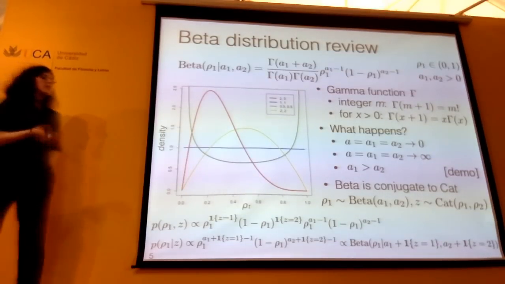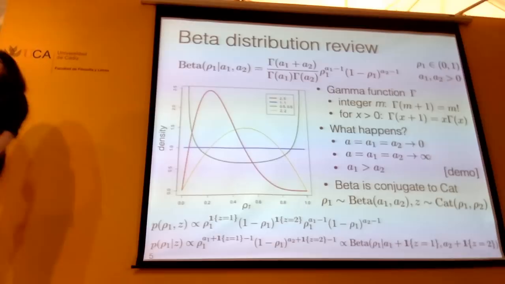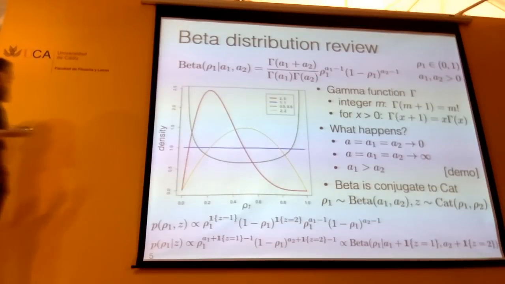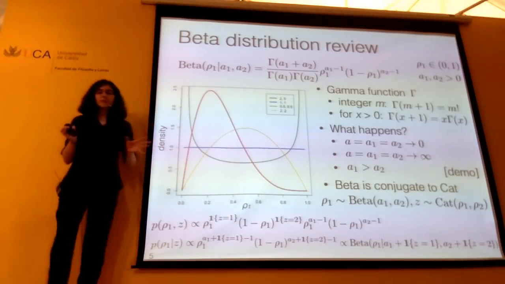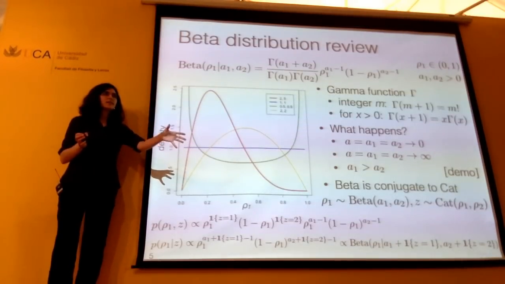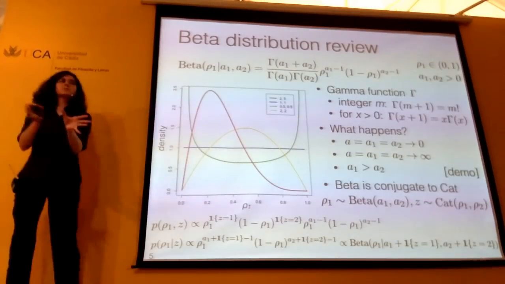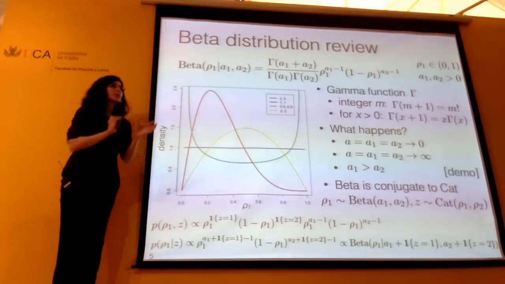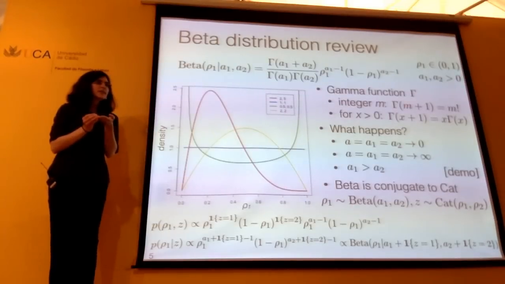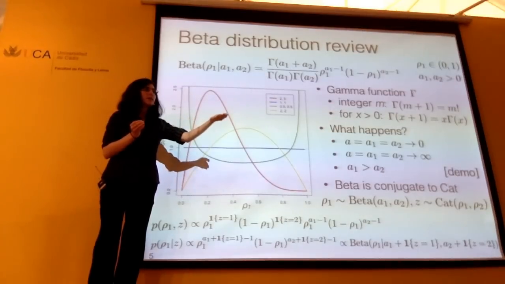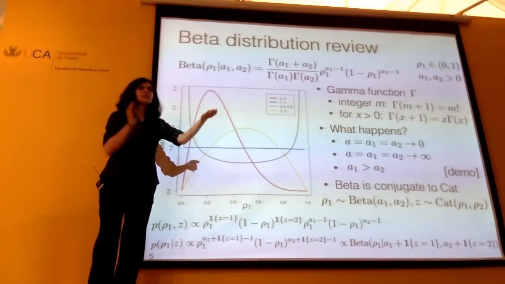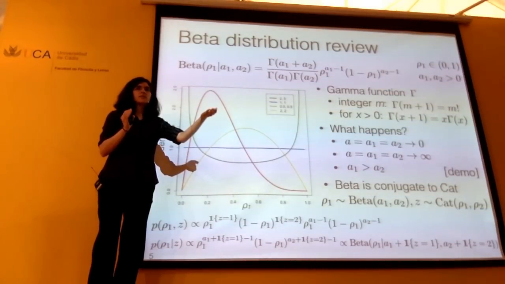So why is this important? Well, in general, conjugacy is important because it lets you get around the difficulties of using Bayes' theorem. In general, with Bayes' theorem, you have this prior, and you have this likelihood, and then you say that your posterior is proportional to that. But hidden in that proportionality is that you have to divide by your prior times your likelihood and integrate out your data.